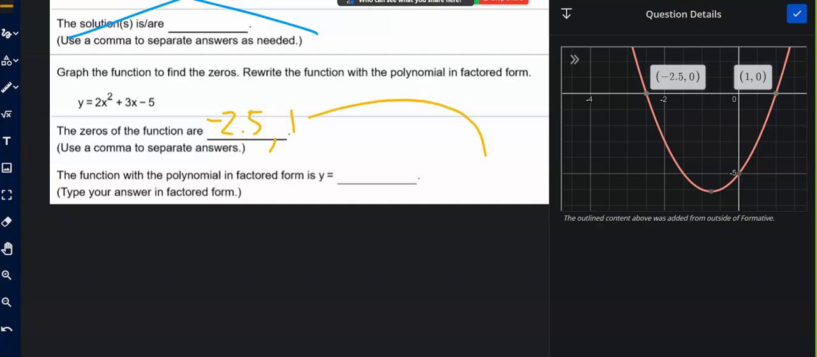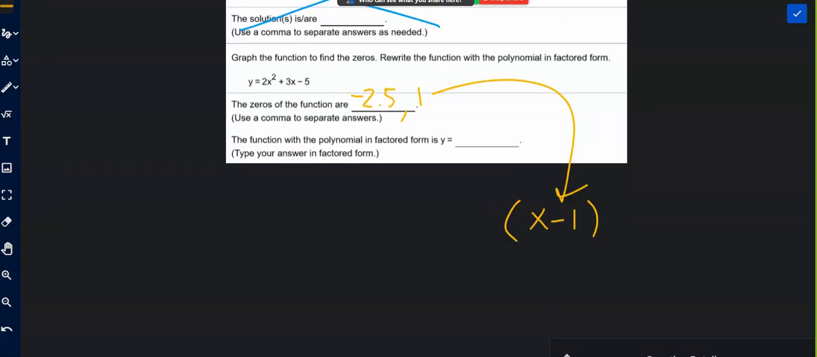Well, it's probably pretty easy to tell that this one would come from x minus 1, right? Remember we talked about this in class. Here, let me reduce that down. If x is equal to 1, then you could subtract this to the other side, and x minus 1 would then be equal to 0. This is where you would find your factor. So that's the first part of it.